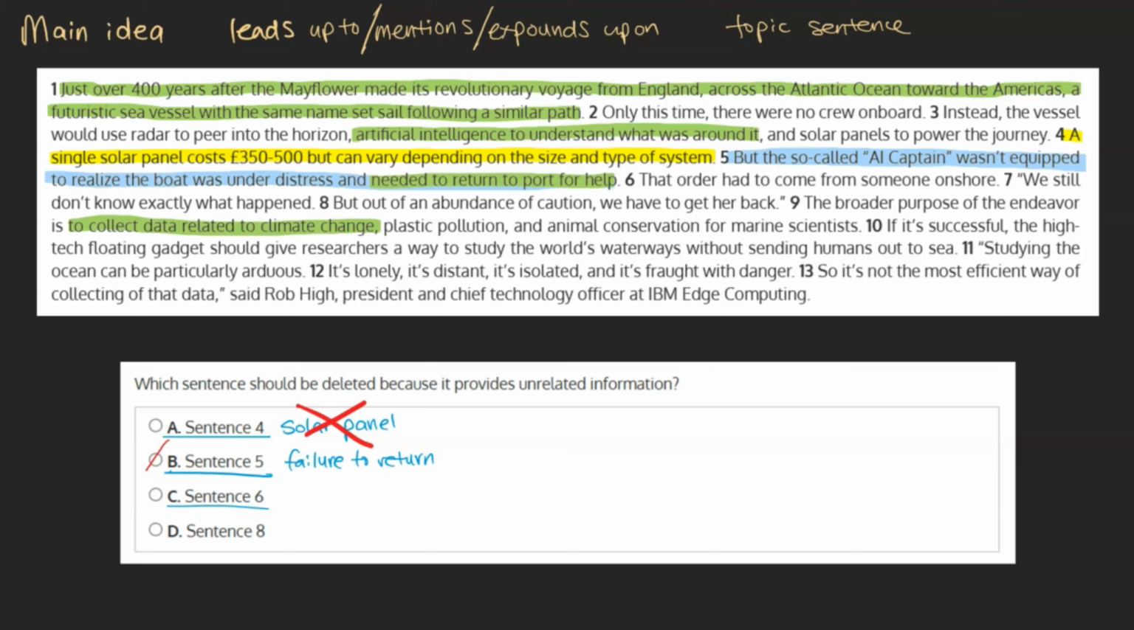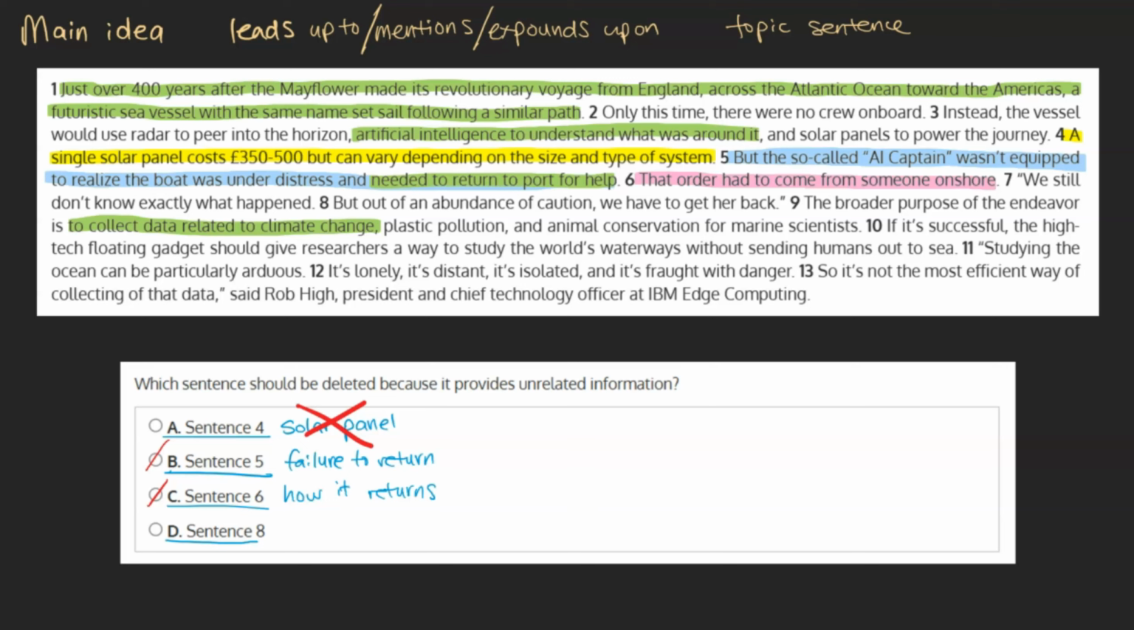C. Sentence 6. That order had to come from someone on shore. Again, this is important information, as without it, the reader would be left wondering how the Mayflower would know to return to port if the AI captain isn't equipped to realize that need. This can be marked as incorrect.